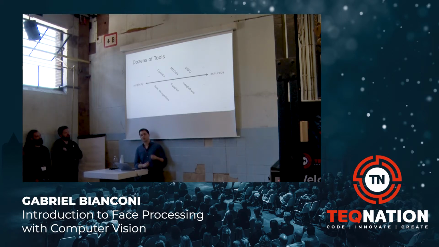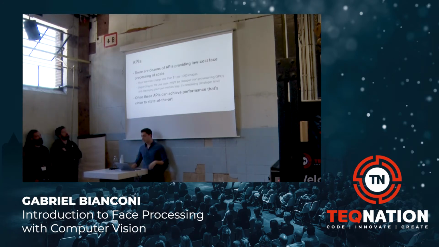But it's often useful to start with one of those simpler models, prove your concept, and then start going up the scale of complexity in terms of what models you're going to use and so on. And I think it's also important to note that there are a lot of APIs that can do most of those face processing tasks very quickly and very cheaply. So it's often cheaper to do something like this than to actually deploy your own GPUs and have very complex infrastructure.